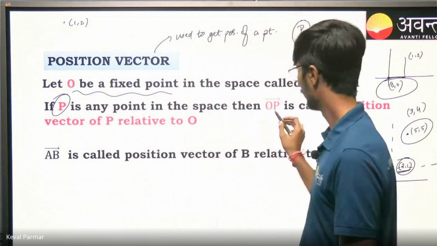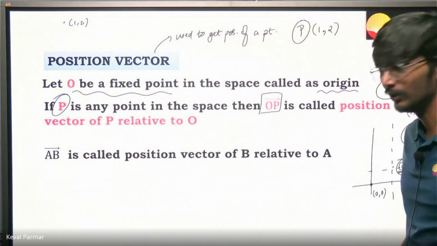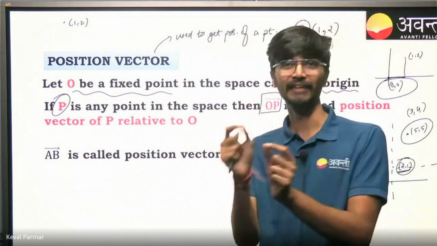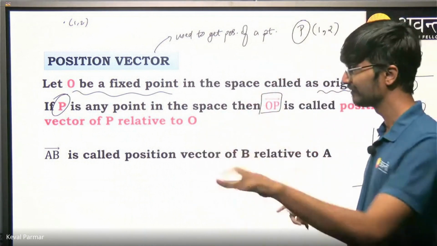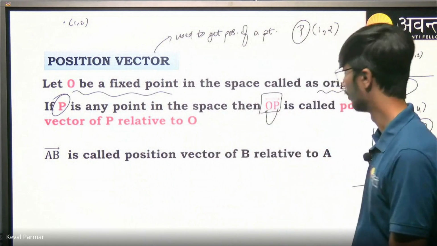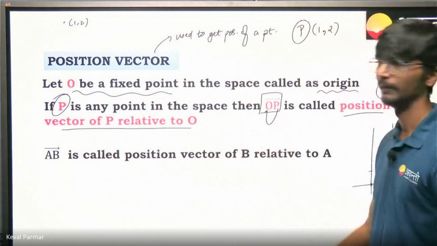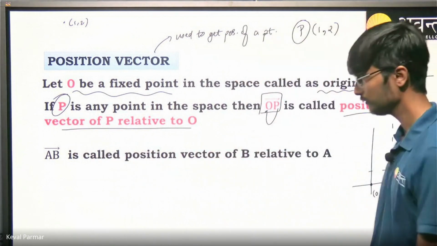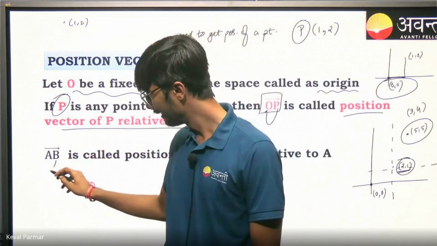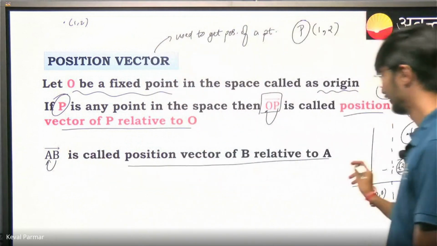So I can write OP bar. OP bar denotes the position of point P with respect to origin in terms of vector. So OP bar means, let me say how to read it: position of P with respect to O. So if I write AB bar, I can say this is position of B with respect to A.